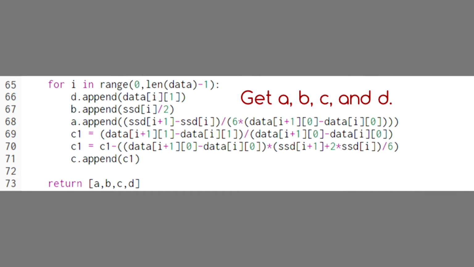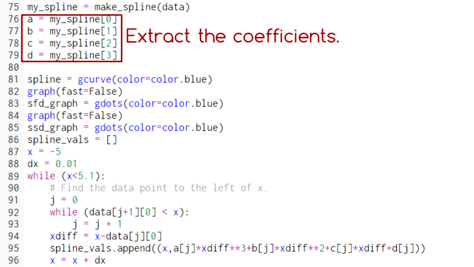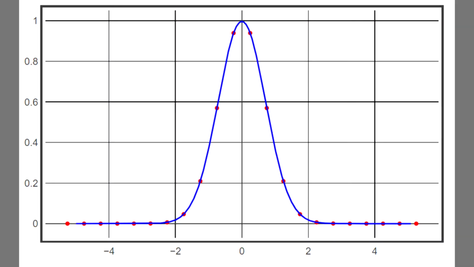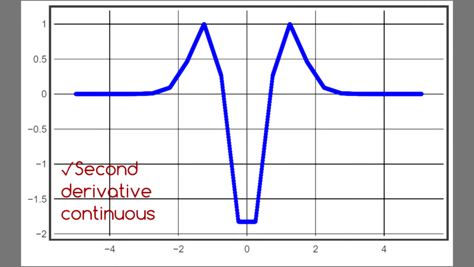Then we set up lists that contain the coefficients we need for our spline in each data region. After calling this long function, we extract these coefficients and use them to set up our cubic spline in each region. The result is stunning. No kinks, no monstrous wiggles, and we still pass through every data point. Checking the first and second derivatives confirms that this spline is behaving wonderfully.